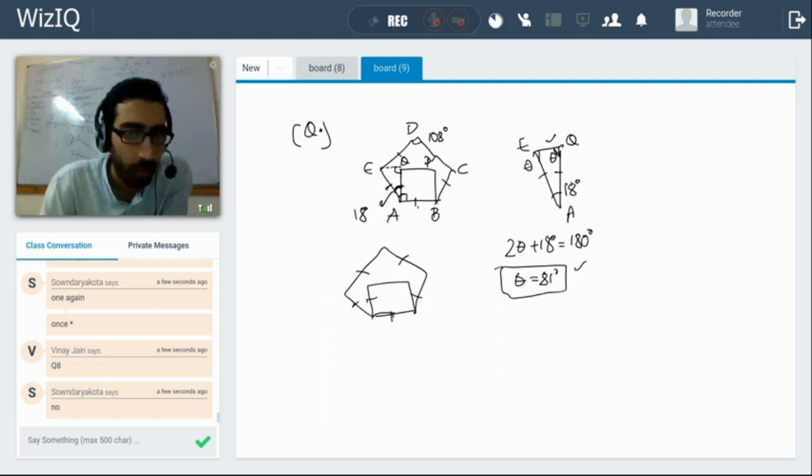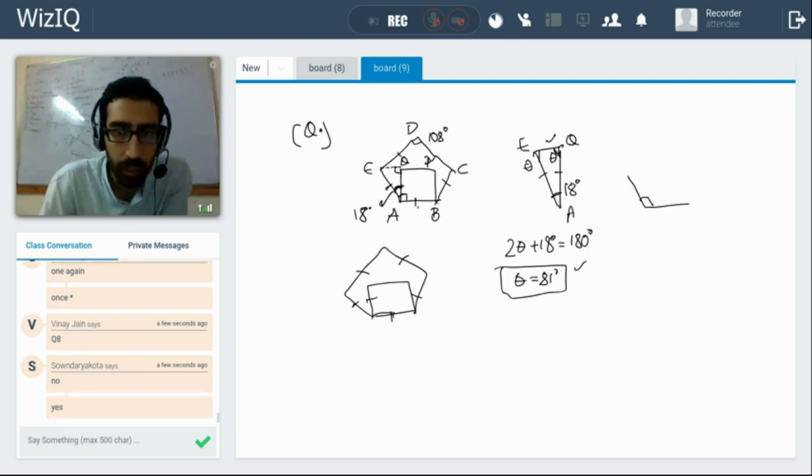Yeah, that is important because if you look at triangle AQE, the one I have made separately, angle EAQ, this angle and this angle here, little angle, is equal to 18 degrees. It's equal to 18 degrees because the interior angle of a pentagon is 108, and if you take away the 90 degrees of a square, then that only leaves 18 degrees.